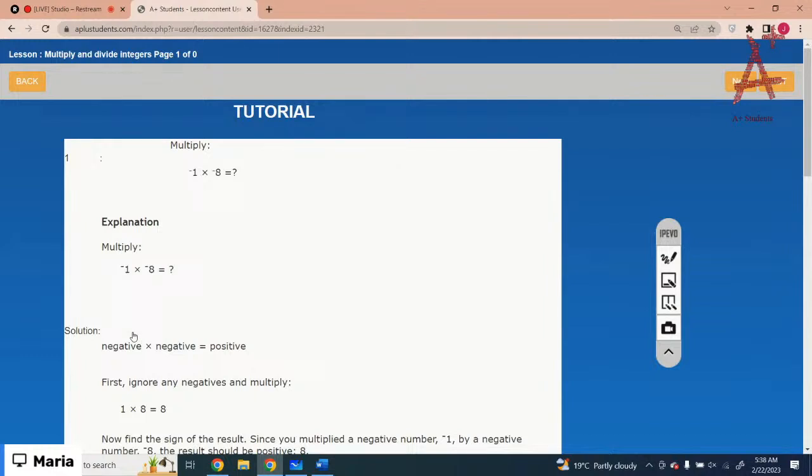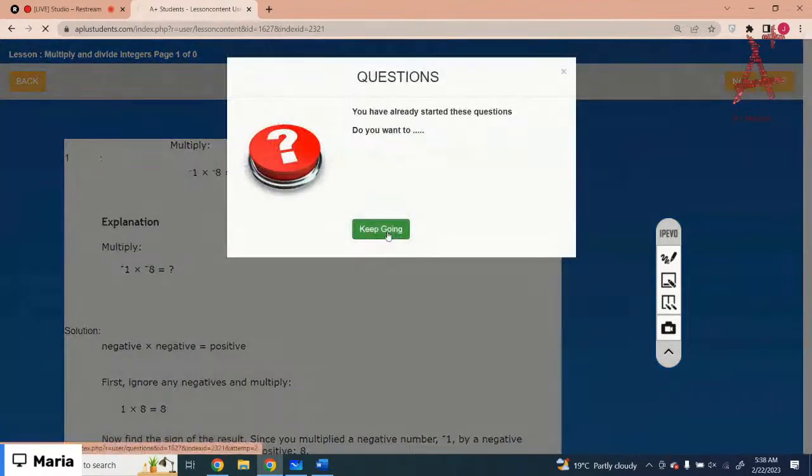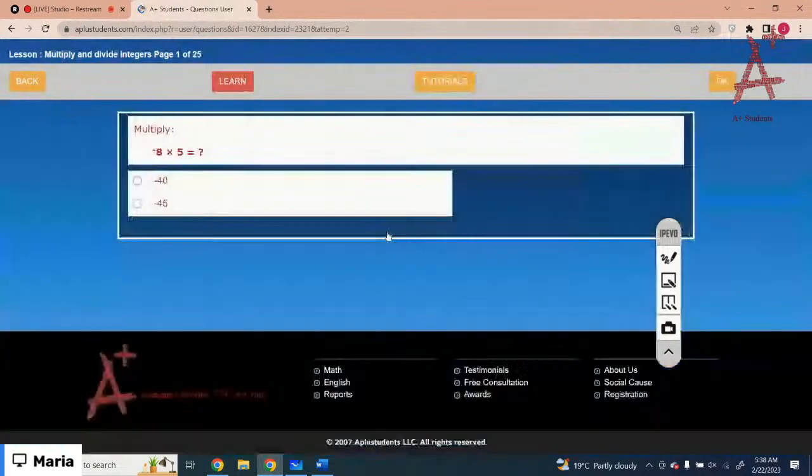Let's just start with the test questions so that we can do the practice questions. We have the rules we've just learned. We have to apply those rules. Got it? Okay, negative 8 times negative 5. Which is the correct option?